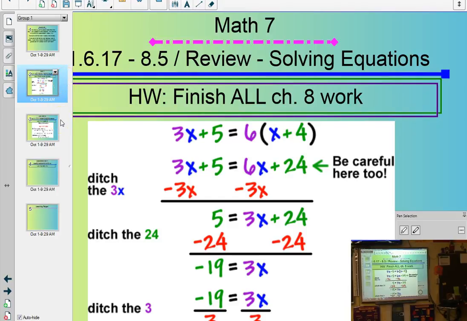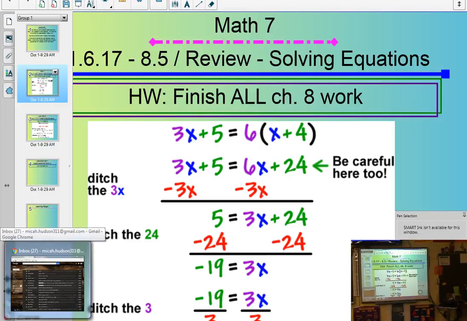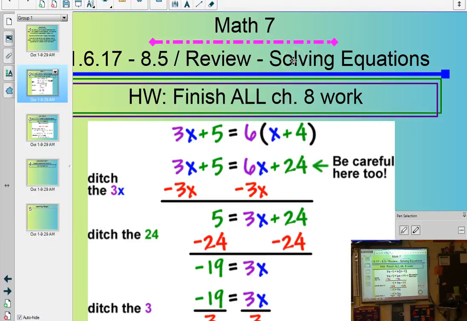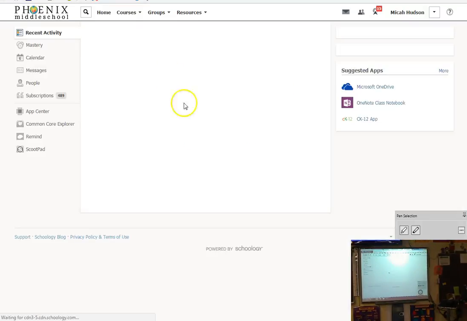If you go to look at the PDF, which I haven't always been uploading the notes, but I will now because it's a little bit easier. If you go into Schoology, which actually I'm going to... Yeah, you got my password.